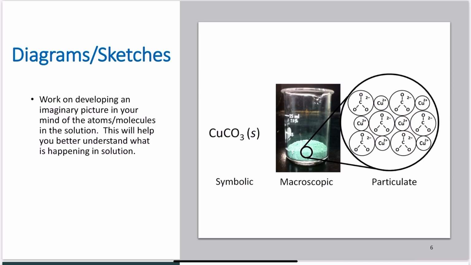So for an example of what I mean, our symbolic versus macroscopic versus particulate diagram here. Symbolic would be writing copper 2 carbonate. So we know that we split this here. We've got copper, we've got carbonate. Carbonate's 2 minus, so this has to be 2 plus, which means this is called copper 2 carbonate.